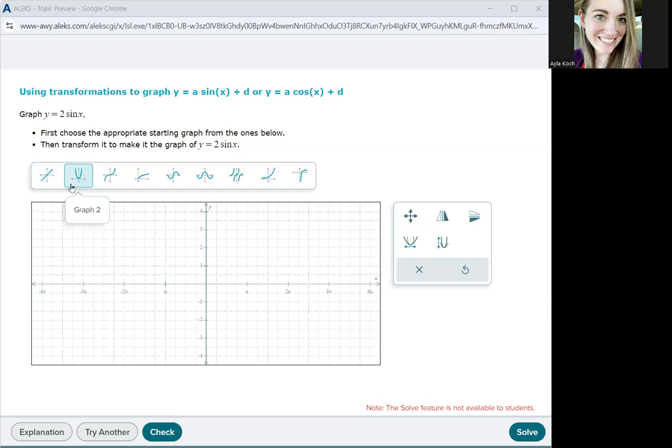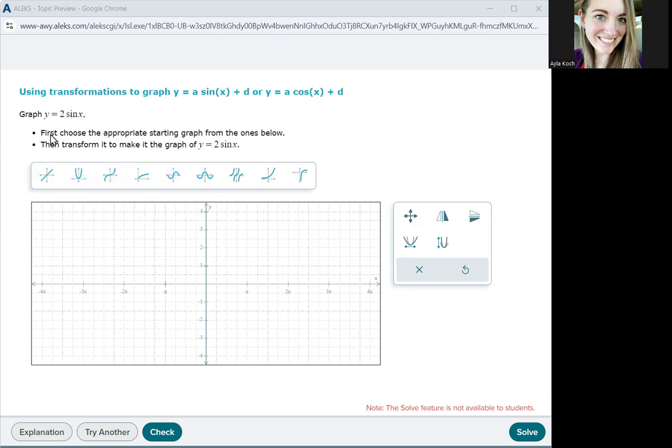Like this is clearly a line. This is a parabola, so this is y equals x squared, y equals x cubed. This is y equals square root x. These guys over here, don't worry about them. These two right here are clearly the sine and cosine functions. So it's a matter of which one of these is sine and which one's cosine.